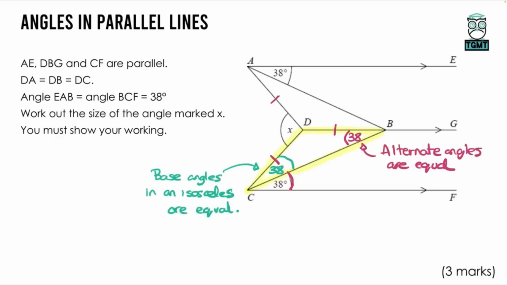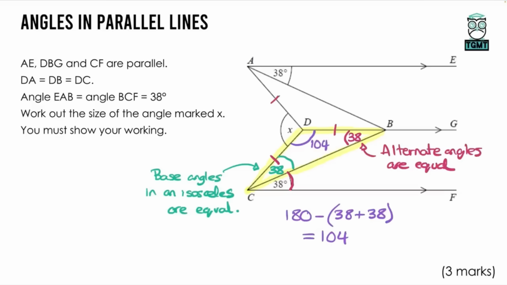We can now find the top angle within the triangle, so this one just here, because angles in a triangle add up to 180. So we can do 180, and again it does say you must show your working, take away the two 38s, so 38 plus 38. You could work that out and then take it away from 180. I'm just going to type it all in one go, so 180, take away 38 plus 38 in brackets, and that gives us 104 degrees. So that one there is 104.